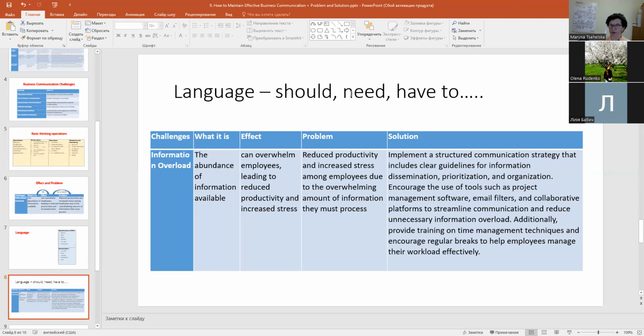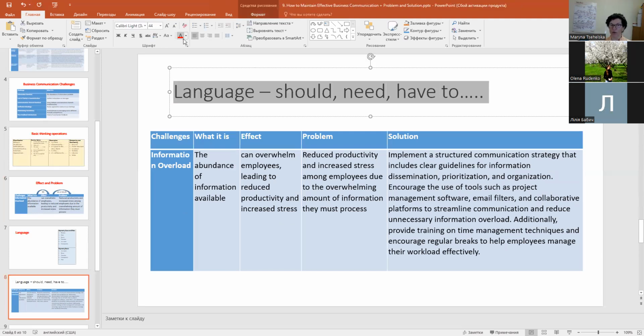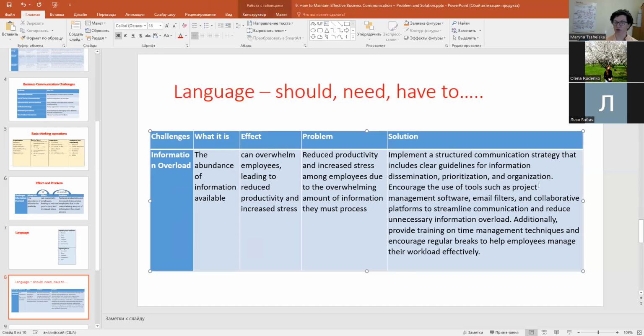For talking about solution, we use the language of modal verbs. We can recommend, or we can insist, or we can instruct. All this we do with the help of the modal verbs. So, and what is the solution? How to talk about the solution here?